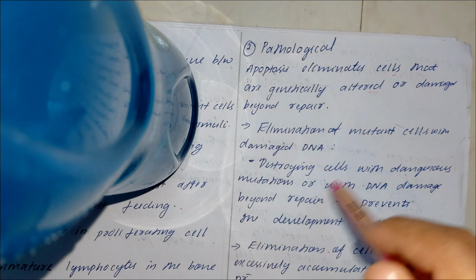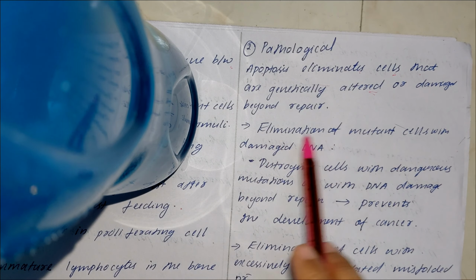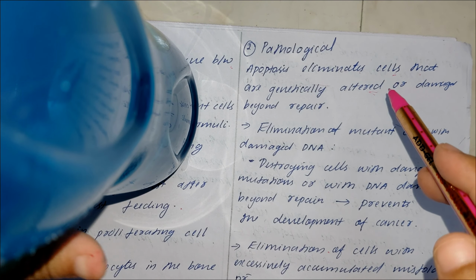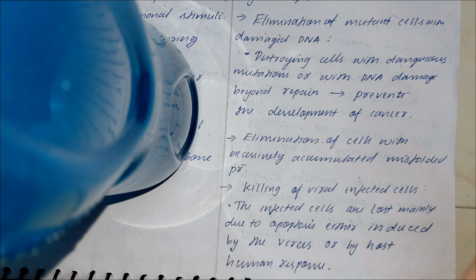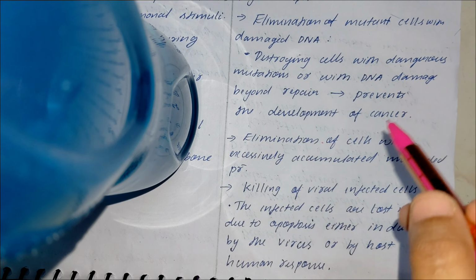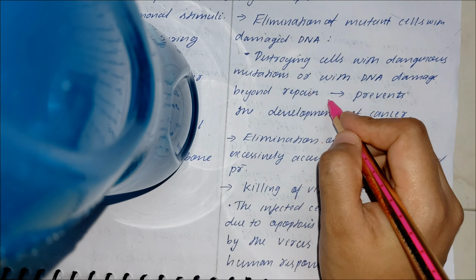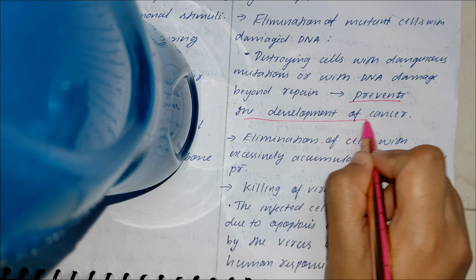So pathologically, it will be like elimination of mutant cells with damaged DNA. Something that is mutant won't be good, right? So eliminating that, apoptosis is helpful. Destroying cells with dangerous mutations or with DNA damage beyond repair. By doing this, what is apoptosis helping with? It prevents the development of cancer.